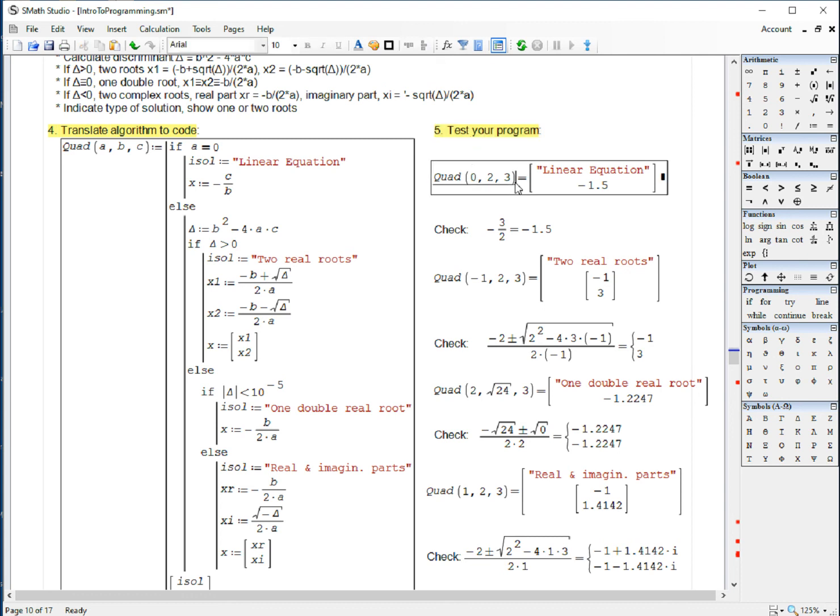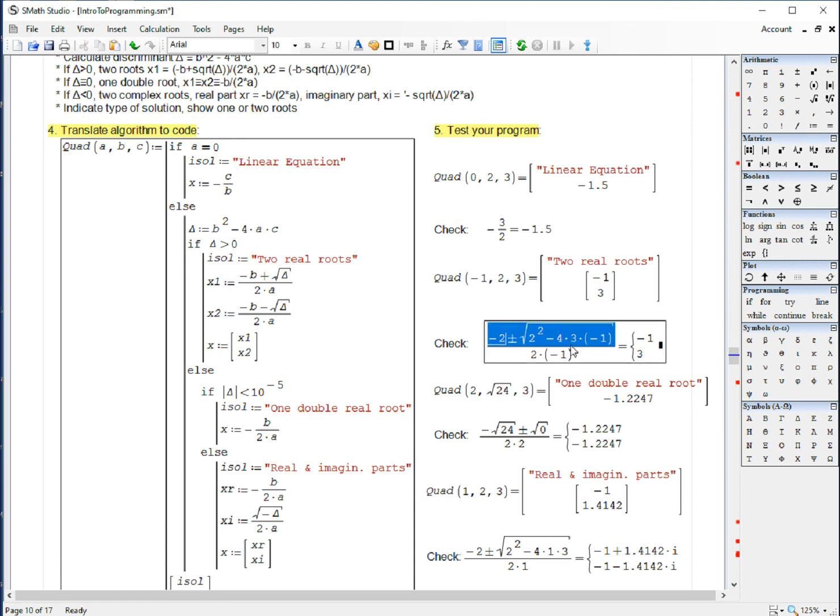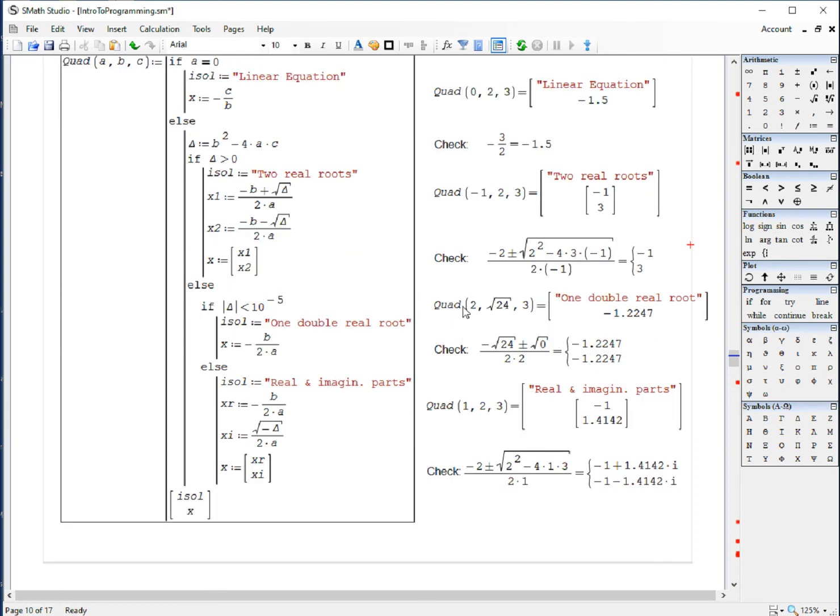I'm providing the case for the linear situation here and checking that indeed that will be the result. This case gives me two real roots, which are minus 1 and 3, and you can check this in the quadratic equation formula. Using this value, you obtain one double real root. That's when delta is close to 0. We check this value and we indeed obtain the same roots. And in this case, for quad(1, 2, 3), I get real and imaginary part of the solution. So it will be like plus and minus for the complex conjugate of those solutions.